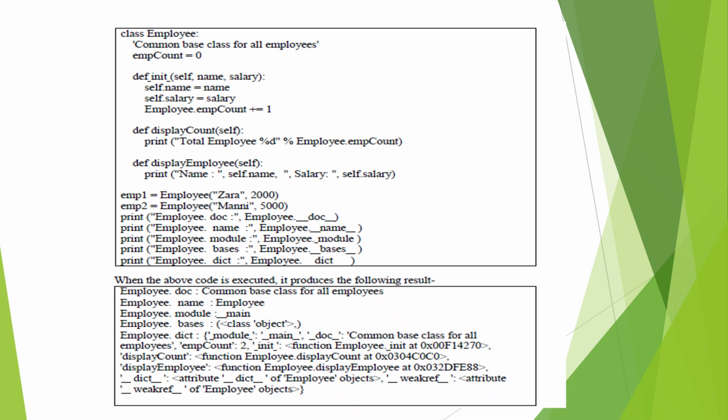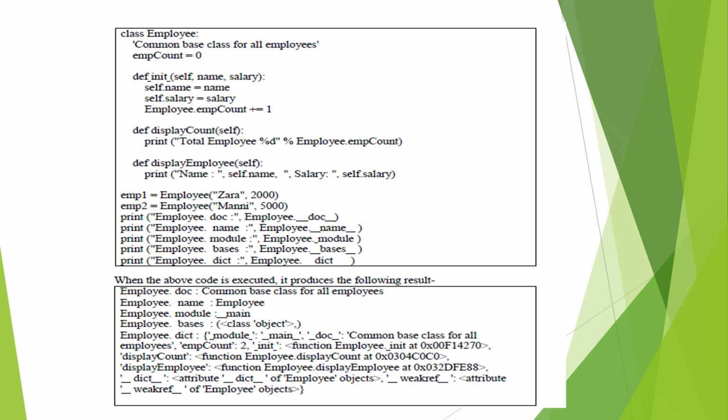Next line, emp1 is equal to Employee of Zara and 2000, and emp2 is equal to Employee of Manni and 5000. Creates two instances of the Employee class. Employee 1 with name Zara and salary 2,000. Employee 2 with name Manni and salary 5,000.